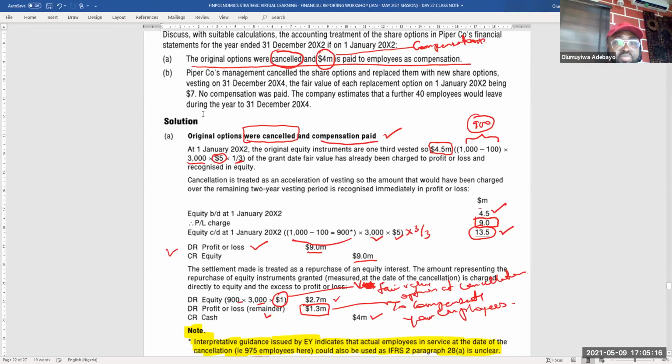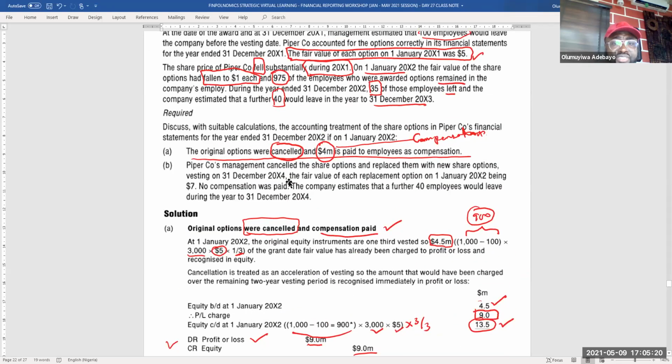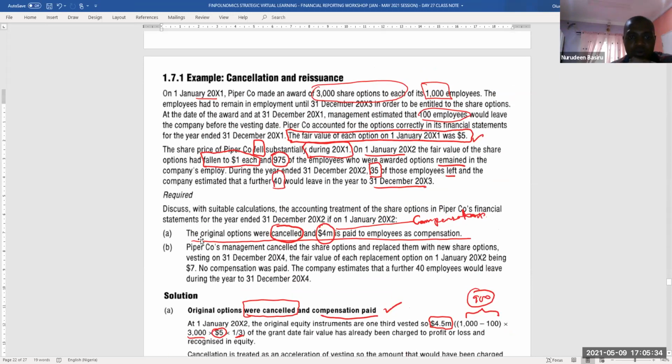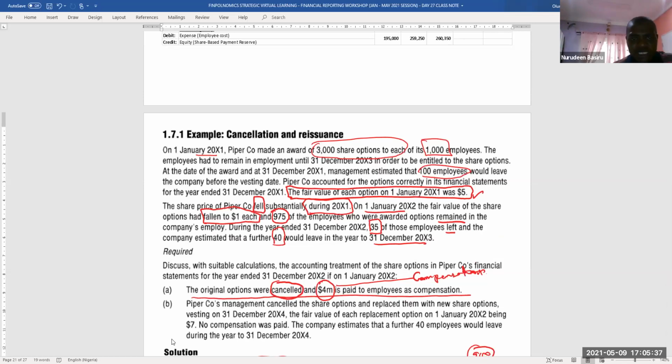Okay, can you go with information B? If A is not done, what if they cancel and they reissue another option? Yeah, read B now. B, Piper Cost Management cancel the share option and replace them with new share options vesting on 31st December 20x4. The fair value of each replacement option on 1st January 20x2 being $7. No compensation was paid. The company estimates that a further 40 employees will leave during the year to 31st December 20x4.